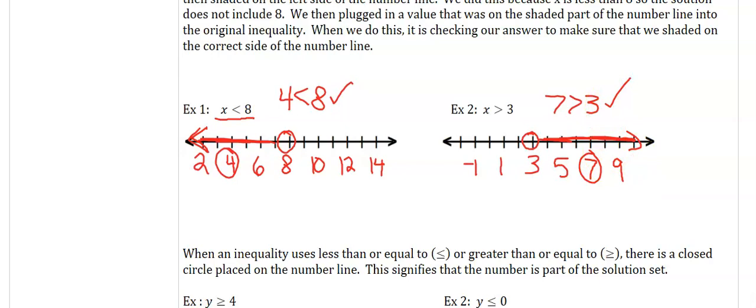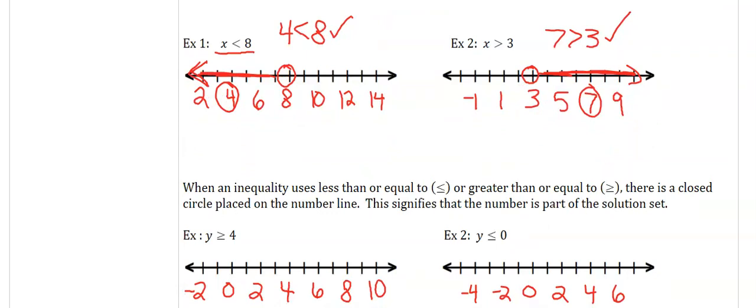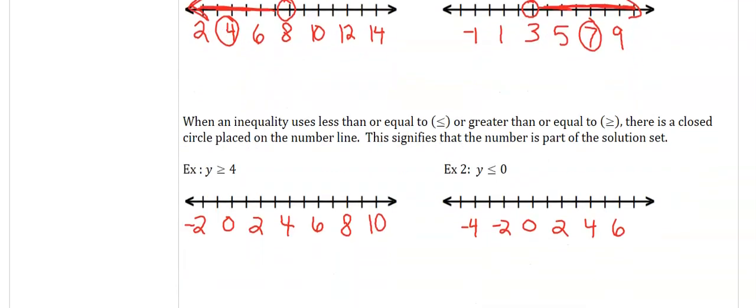Now, when an inequality uses less than or equal to, or greater than or equal to, there is a closed circle placed on the number line. This just signifies that the number is part of the solution set.